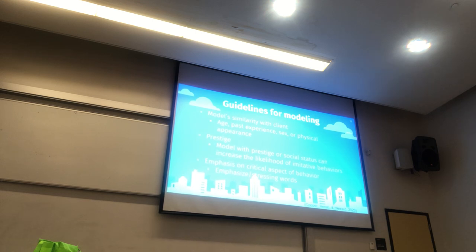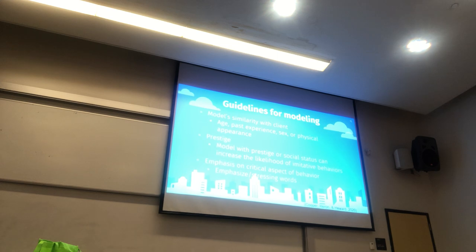All right, so there are some guidelines for modeling. These are gonna make your model more successful. So if the model's similarity with the client will make it more successful, so if they are similar in age, past experience, sex, gender, or physical appearance. The example that the book gave for past experience was that if imitation is used to teach a teenager how to reduce drug abuse, a person who has successfully gone through that themselves might serve as a more effective model than someone who is not. In general, what that is talking about is generalization. So if the client can generalize more between themselves and the model, it's more likely to be successful.